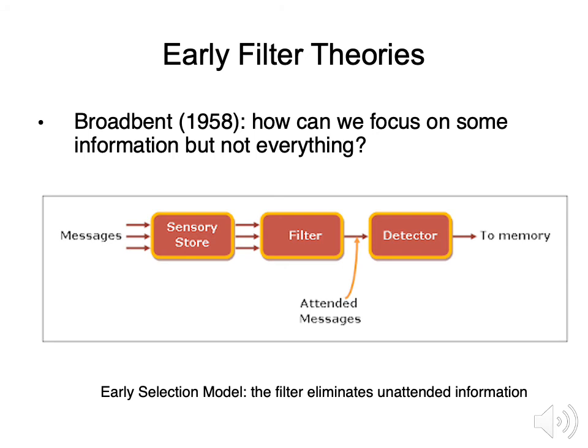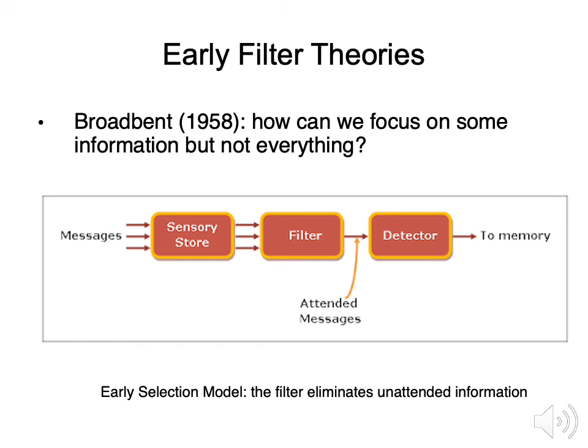Research from dichotic listening experiments led Broadbent to propose an early filter theory in 1958 to explore how we focus on some information, but not everything. Overall, this early selection model of attention posits that stimuli are filtered, that is, that they're selected to be attended to, at an early stage during processing. So in our previous example, the experimenter told the person to listen to what is coming into their right ear.